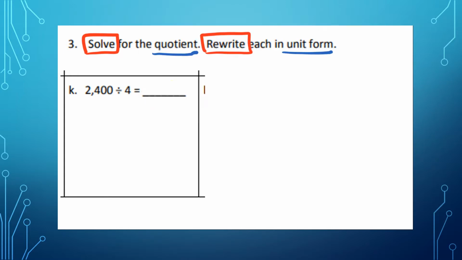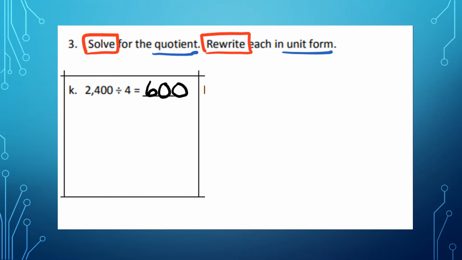So one of the things that we can do as a strategy is to cover up the zeros, divide that way, and then add the zeros back into our answer. So instead of having 2,400 divided by 4, I'm going to cover up those zeros so that it's 24 divided by 4. That's a little bit easier for me to do. So if I do 24 divided by 4, I know that is 6. And then I covered up 2 zeros, so I'm going to put 2 zeros back on my answer.